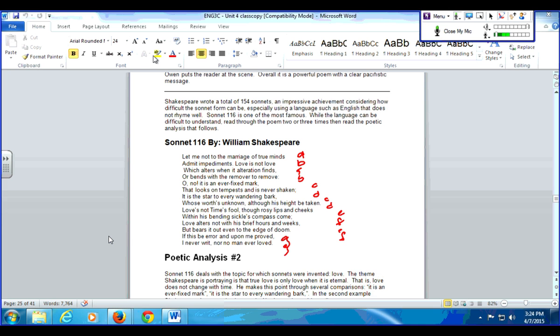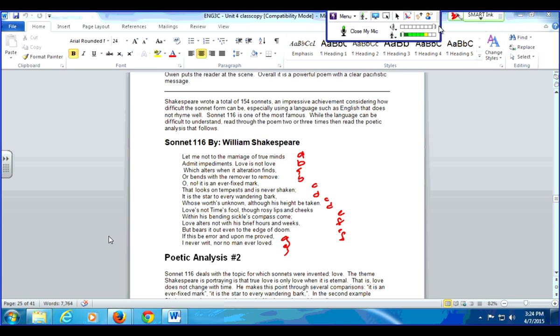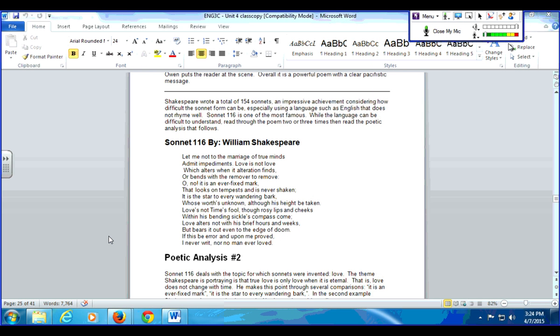So if you want to, you can read that once more on your own, but we're not going to do it in class. But what we are going to look at is our analysis that goes along with this.